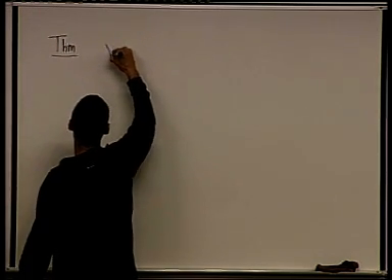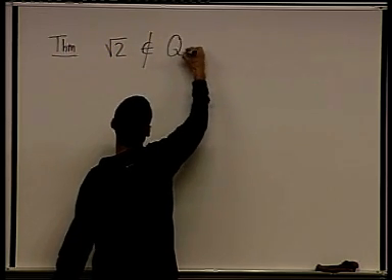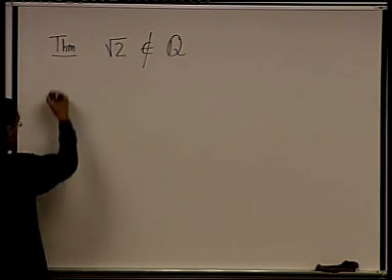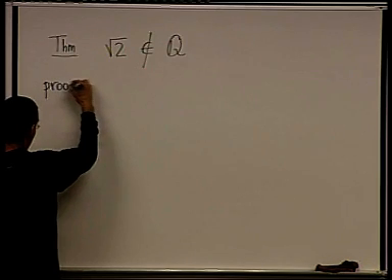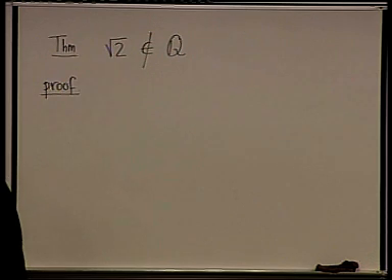Theorem. Root 2 does not belong to the rationals. Okay? Proof. Now this fact is not such an essential piece of knowledge, let alone the proof. But I want to demonstrate techniques of proving things. I want you to learn how to prove things, okay? And this is going to be our first example.